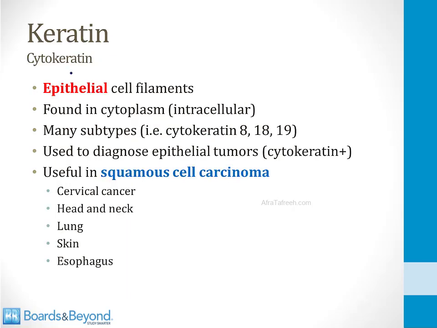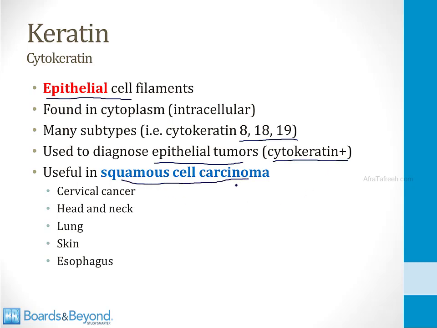Keratin, or cytokeratin, is an intermediate filament found in epithelial cells. It's found in the cytoplasm of these cells. It is an intracellular filament, and there are many subtypes which are often numbered, such as cytokeratin 8, 18, and 19. And because it's an epithelial cell filament, it's very useful for diagnosing epithelial tumors, which will be cytokeratin positive. And one of the most important epithelial cell tumors is squamous cell carcinoma.